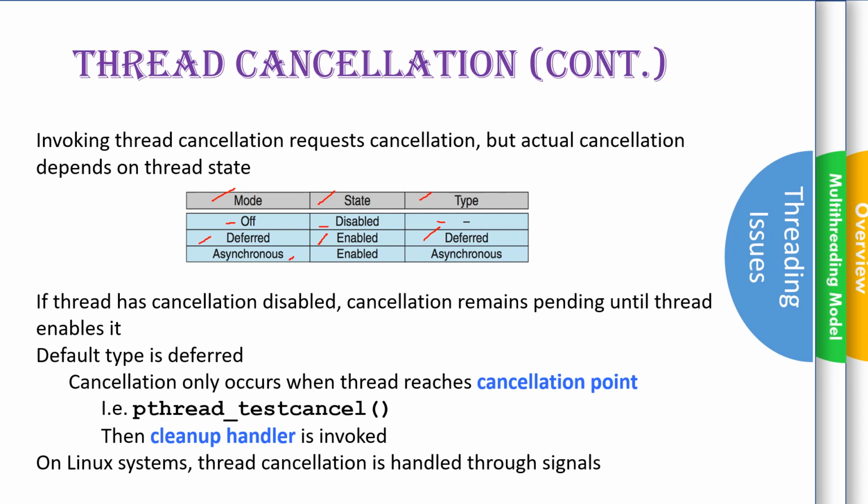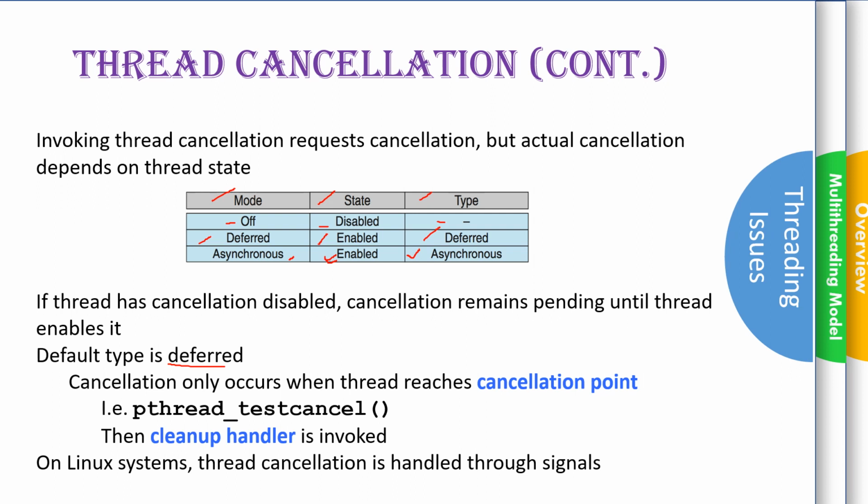In asynchronous, if the state is enabled, then asynchronous calls will cancel the thread. But if the state is disabled, then the asynchronous cancellation call will not happen until it enables the cancellation state. So again, the cancellation is dependent on the state of the thread, whether thread cancellation is disabled or enabled. By default, the type will always be deferred, and if you wish, you can have an asynchronous type.